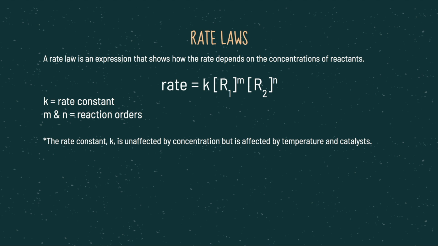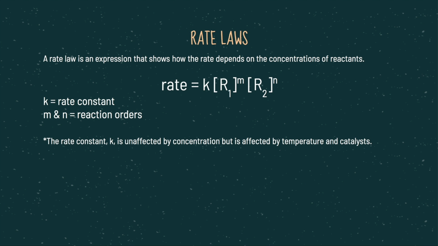The concentrations of the reactants have to be raised to some power to show how they affect the rate of the reaction. These powers are called the reaction orders and are represented by M and N. The higher the reaction order, the more the reactant affects the rate of the reaction. Usually, reactant orders are 0, 1, or 2, but they can also be fractions or even negative. The sum of these reaction orders is the overall reaction order for the reaction.